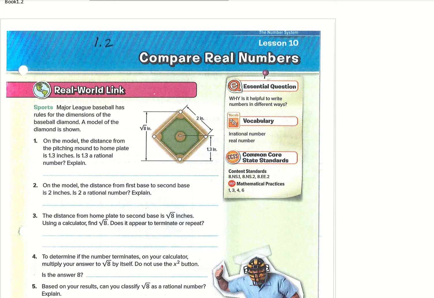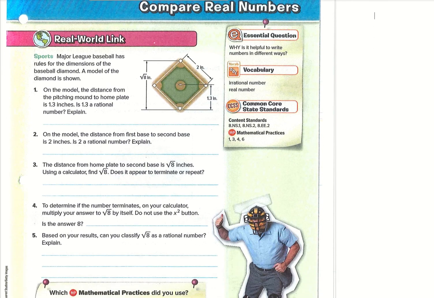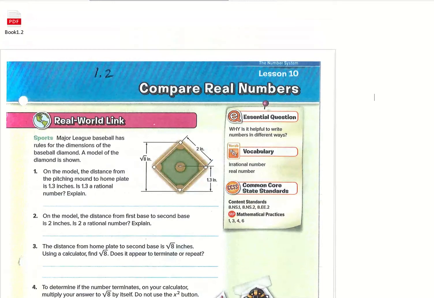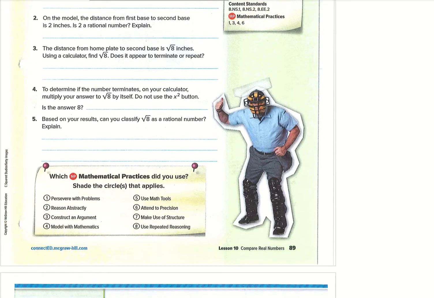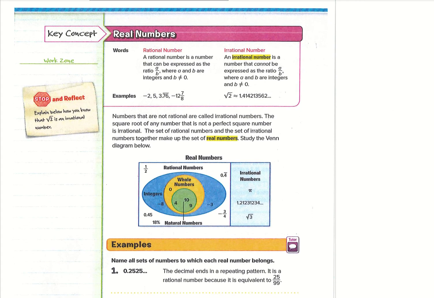This is our second lesson for Math 8. It's pretty similar to 1.1, so these two lessons go together, which means the good news is this is a pretty short lesson. This one is comparing real numbers. We'll skip that first page, we don't need it, and look at this key concept.